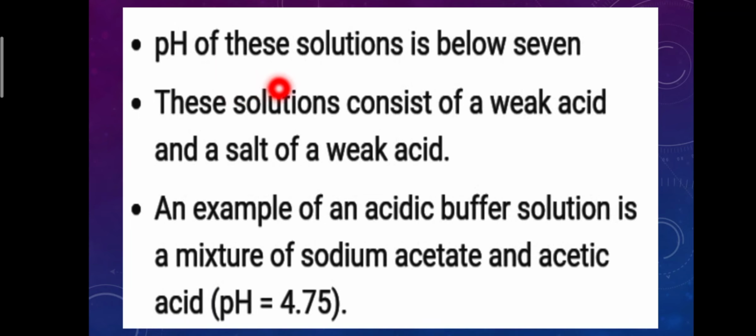The pH of acidic buffer solutions is below 7. These solutions consist of a weak acid and a salt of the weak acid. An example of an acidic buffer solution is a mixture of sodium acetate and acetic acid, and its pH value is approximately 4.75.